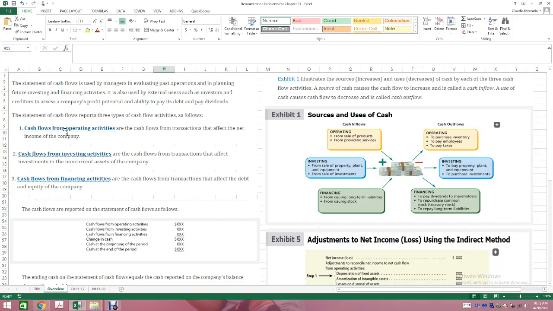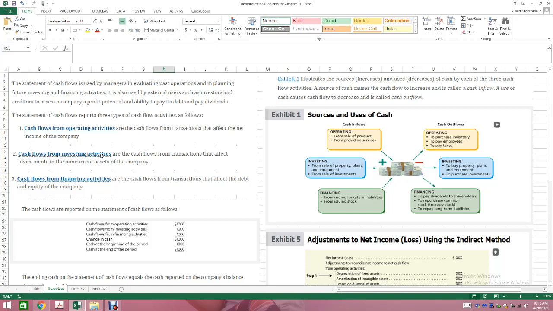Now, the more complicated activity to analyze or interpret is the cash flows from operating activities. This is the one that has the majority of the activity when we prepare our statement of cash flows, okay? So these are any cash flows from transactions that affect the net income of the company, okay? And we'll analyze this in detail a little bit further in a little bit, okay?